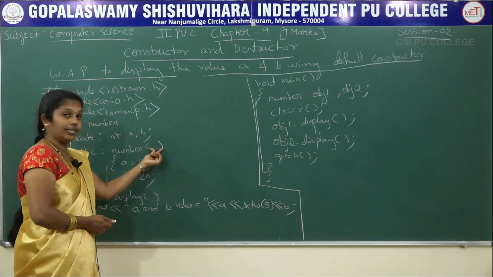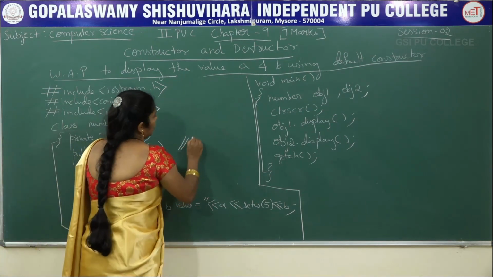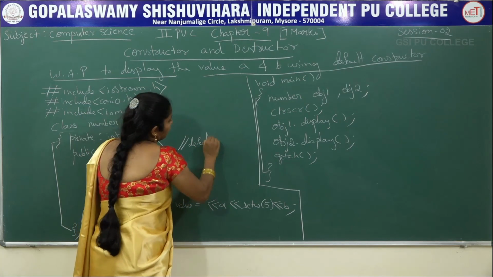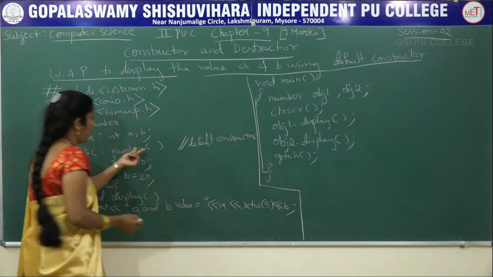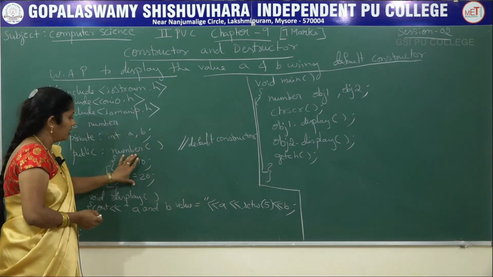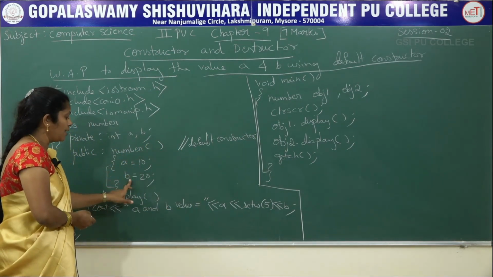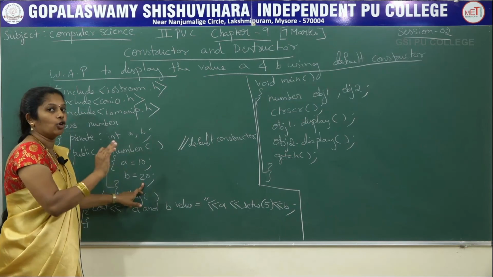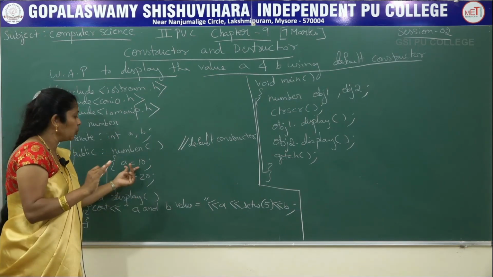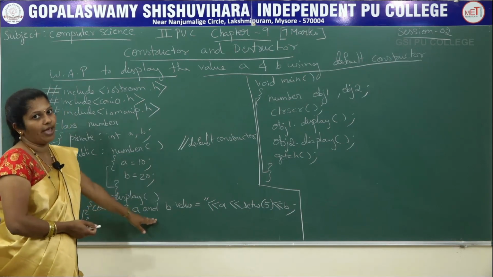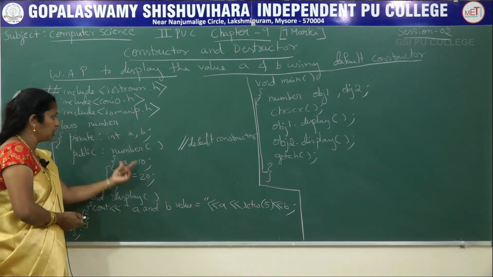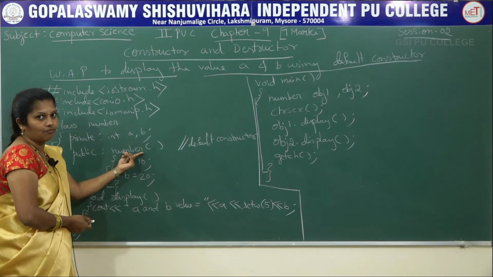Here it is a default constructor because it does not have any argument. Here we are initializing a equals 10 and b equals 20. We are not doing any other calculation. The only thing we are initializing, and we are displaying the values of a and b. That is a regular function, whereas here it is a constructor function.